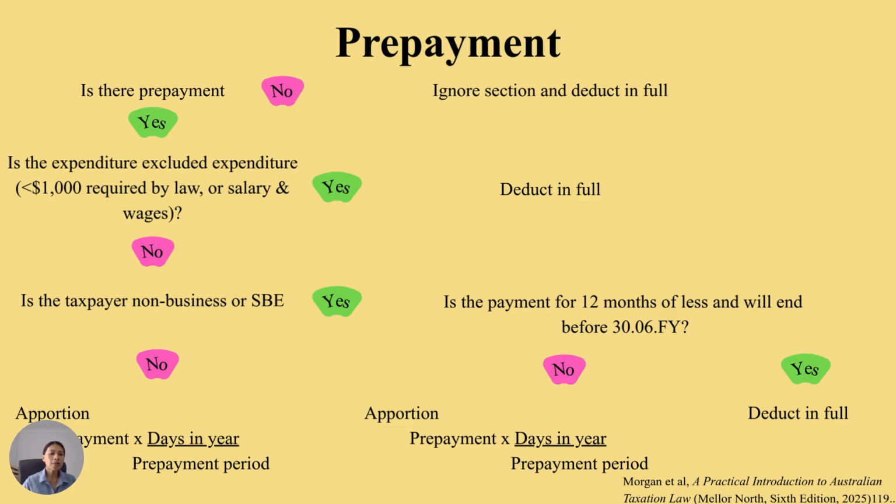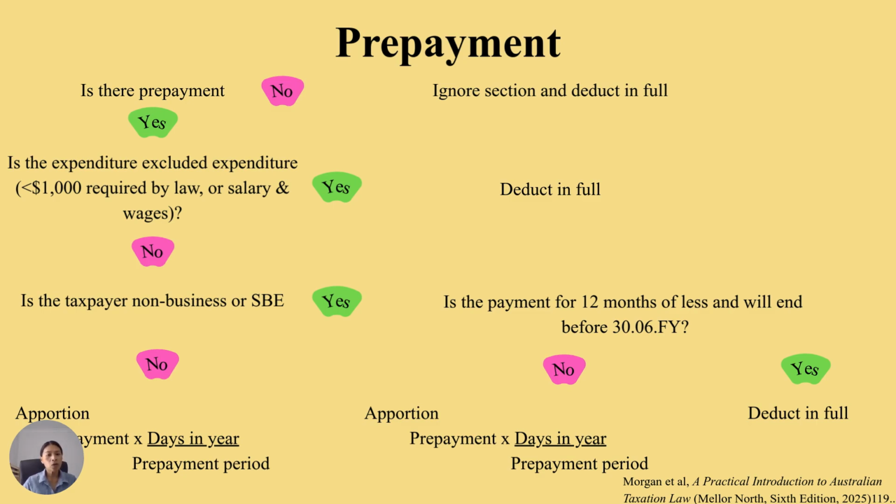I've extracted this from the PAP book, which I find really helpful when working out prepayments in relation to deduction period and deduction payment. Is there a payment? If not, then you deduct in full. If yes, you work your way down: is it excluded expenditure? Excluded expenditure means less than $1,000. Is it required by law? Is it salary? If yes, deduct in full. If not, you ask the next question: is this a small business entity?